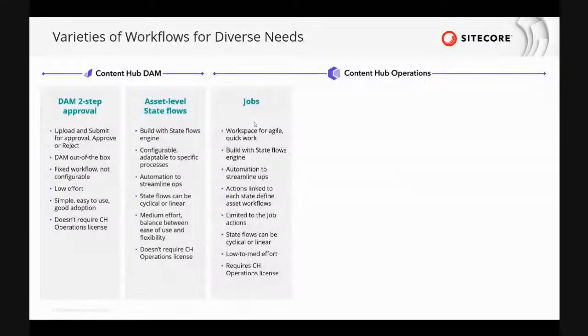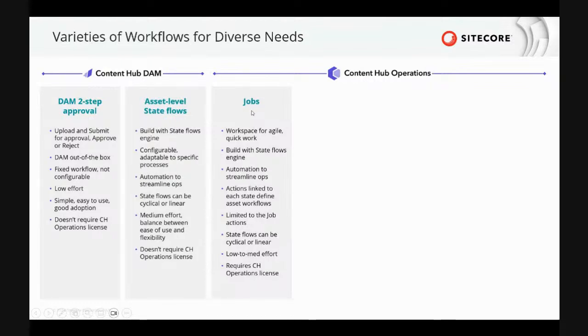So the first one to note is the jobs workflow. I like to call them workspaces for agile and quick work. They allow a workspace for teams to collaborate quickly through the state flows engine, again through automation and allowing to streamline the operations. But there's a difference in the way that a state flow is built on the asset level versus a state flow here, which is built on the jobs level.